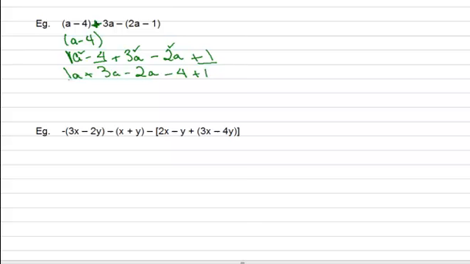So combining my like terms, 4a minus 2a minus 4 plus 1. 4a minus 2a is 2a. Minus 4 plus 1. I'm going to write it out this way. 2a and negative 4 and positive 1 is negative 3. Nothing else I can do there. So that is this polynomial in its most simplified form. So this is done.